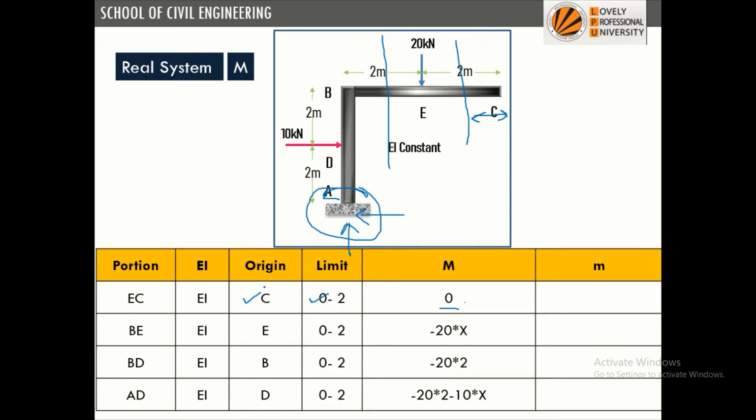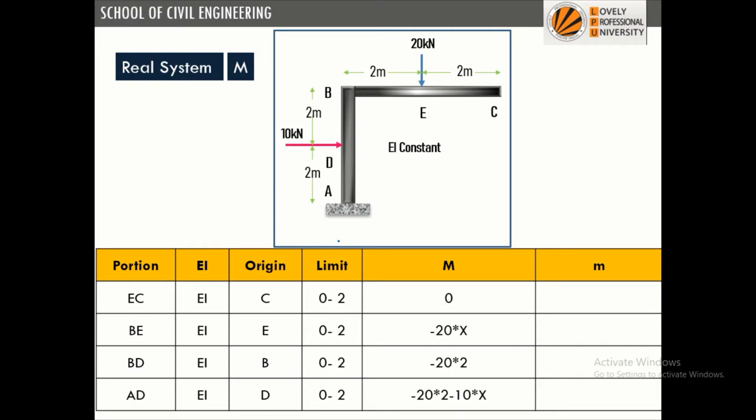We'll take E as the origin for the portion BE. That means the section is at a distance x from point E. So what will be the moment of this force about this section? It will be 20 into x. Now we'll see whether it is sagging or hogging. This is the section and this is the force. Because of this force, the beam will bend like this. So this is a hogging shape, so this will be minus 20 into x. We'll erase all this.